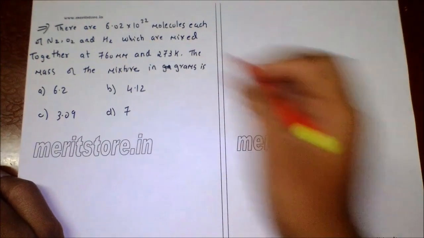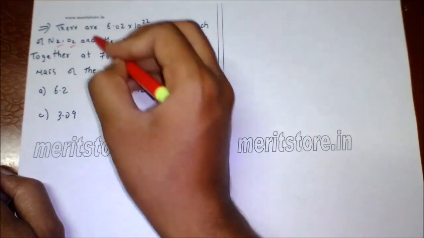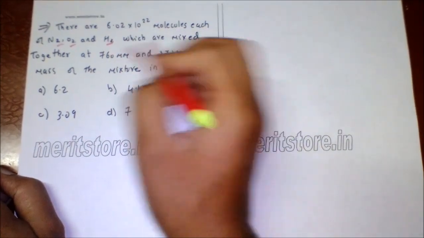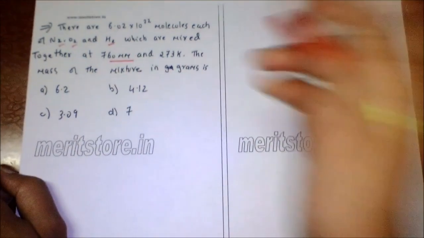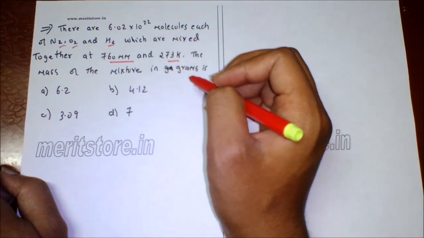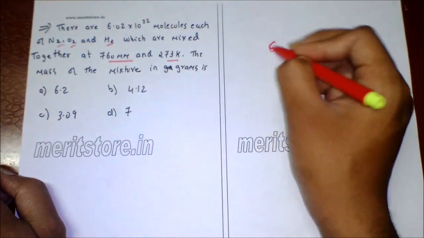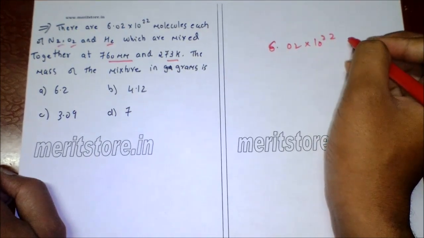There are 6.02 × 10^20 molecules each of nitrogen, oxygen and hydrogen, which are mixed together at 760 mm and at 273 Kelvin. The mass of the mixture in grams is? So we have 6.02 × 10^20 molecules of these gases.